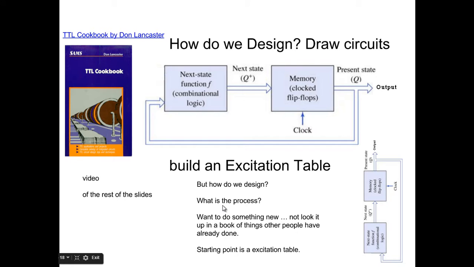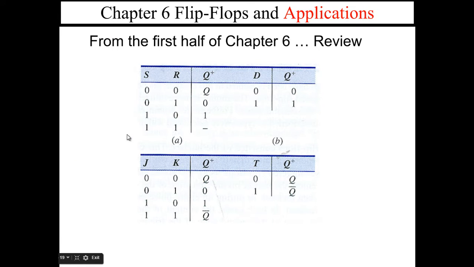So how do we begin? How do we begin talking about this? Well, what we want to do is build an excitation table, and that's what we're going to start off doing next. It's a lot like a truth table. This is what we were looking at in the first half of Chapter 6. We were saying that an SR remembers. So we called this the remembering state. We called this the reset state. We called this the set state, and we called this the toggle state.